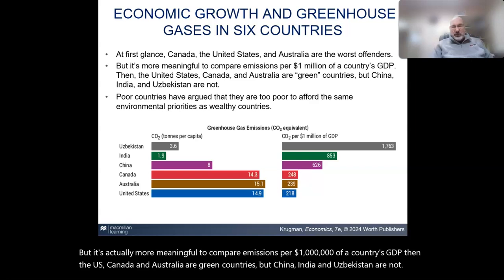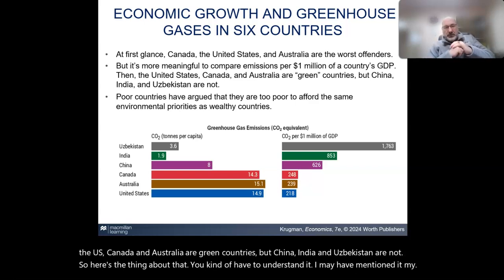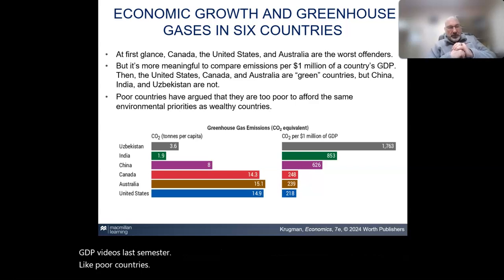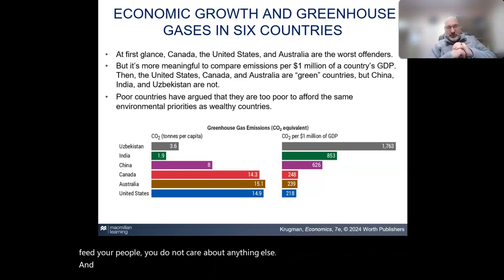So here's the thing about that. You kind of have to understand it. I may have mentioned it in my GDP videos last semester. Poor countries are not going to care about environmental things. First thing you've got to do is be able to feed your people. If you can't feed your people, you do not care about anything else. And that's just the way it goes.